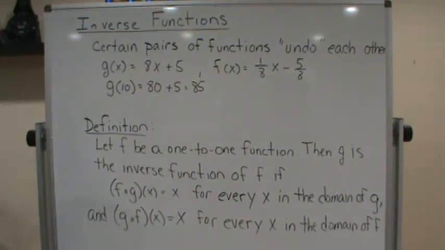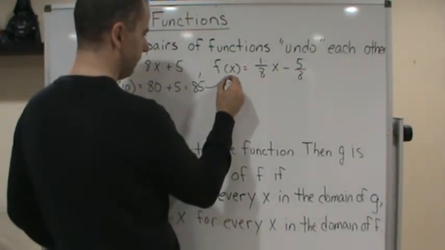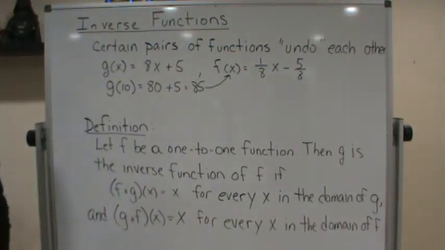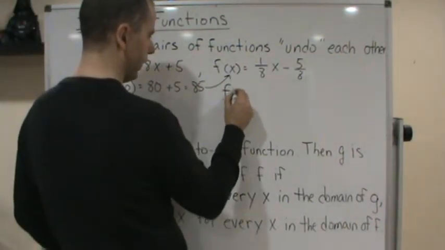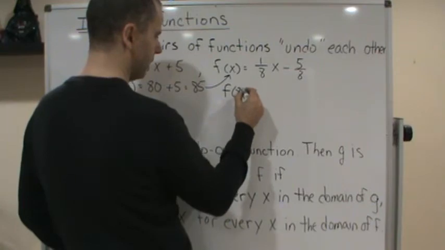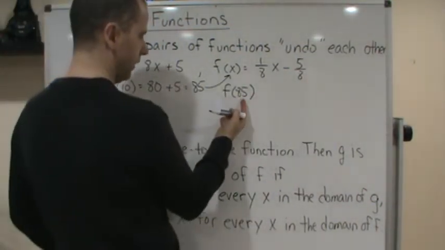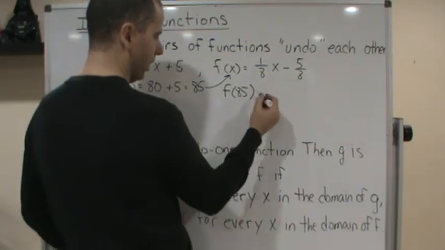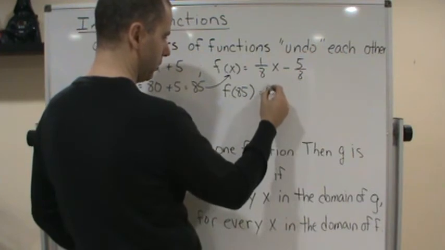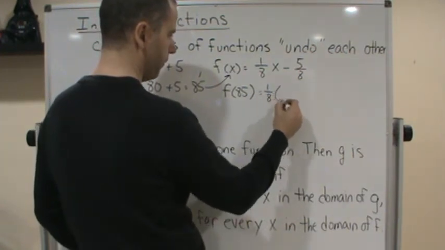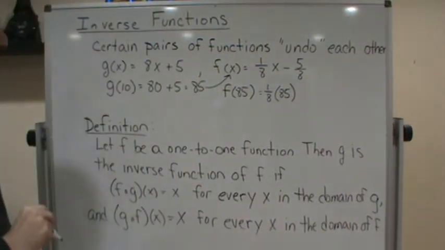Now we're going to take 85 and stick it into the new function f of x. So we're going to evaluate f of 85. What does f do? f takes the argument, the value of x, and takes 1/8 of the value. So we're going to take 1/8 of 85.